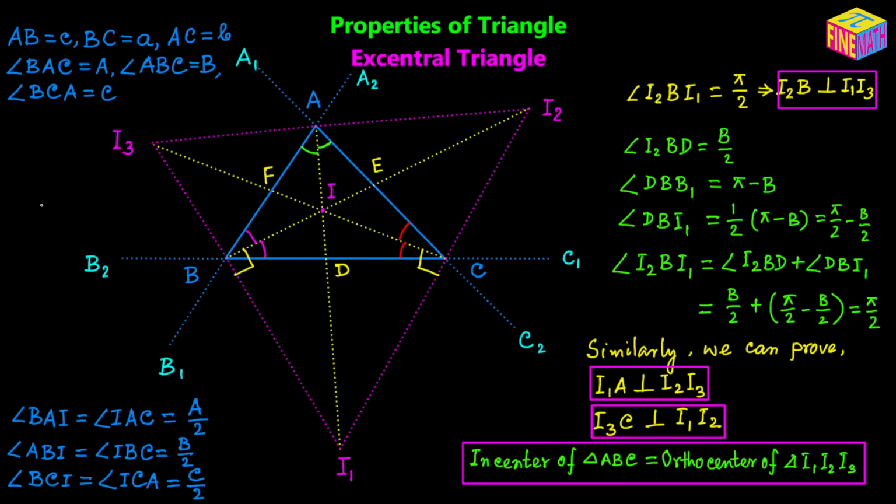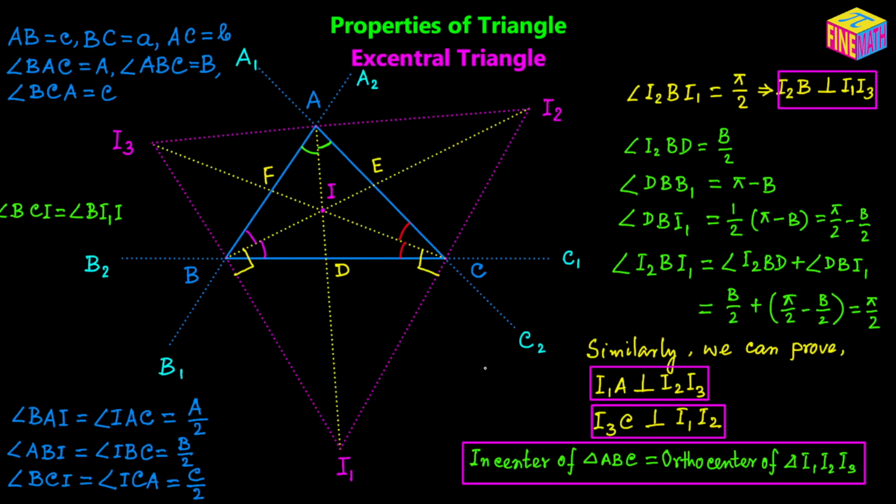I am making a note here on the left hand side, and because BICI sub 1 is a cyclic quadrilateral, the angles subtended by the same chord will be equal. That means these two angles will be equal. Now what is the value of BCI, that angle?